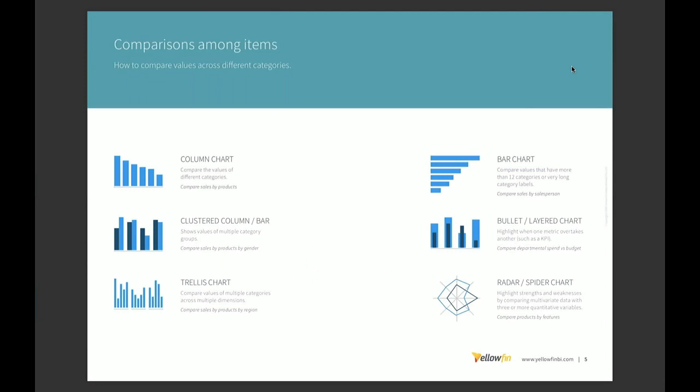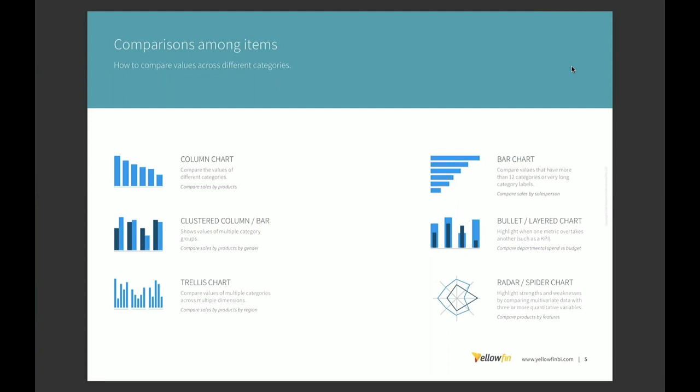The most basic would be a simple column chart. This allows you to compare the values of different categories, like sales of products. You'll want to change this into a bar chart if you have a lot of different categories or really long category labels. My rule of thumb is if you have to tilt your head to read the category labels on a column chart, you should change it to a bar chart.